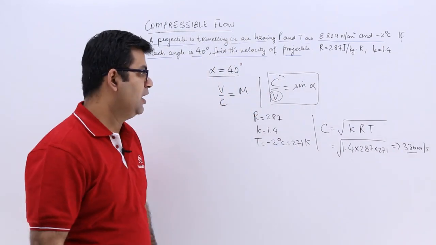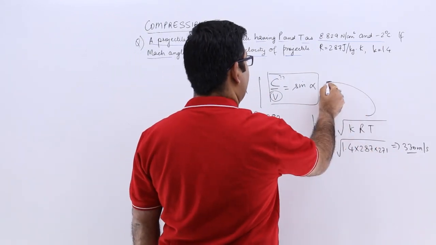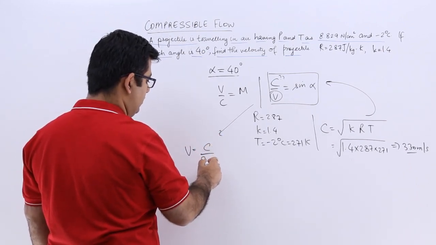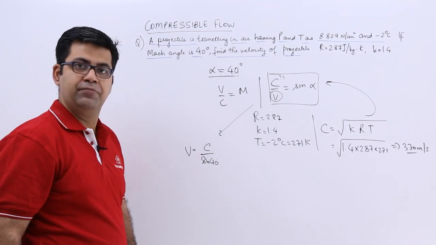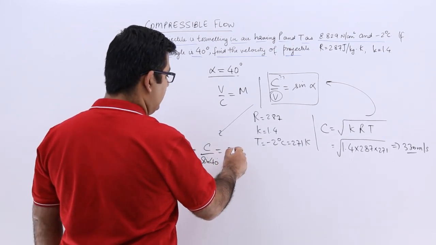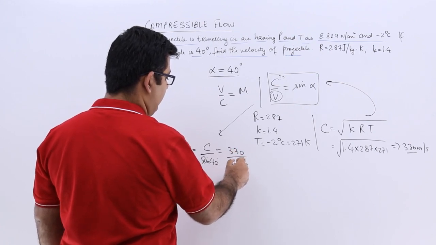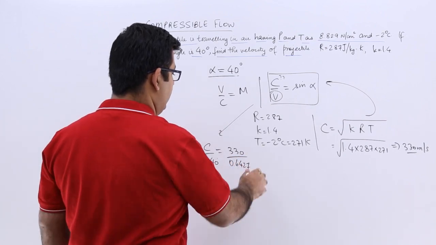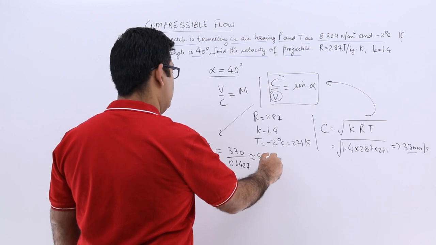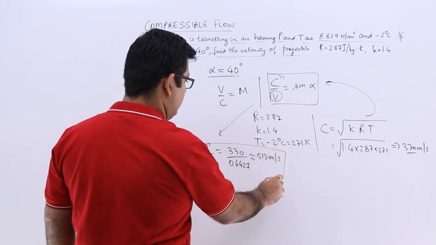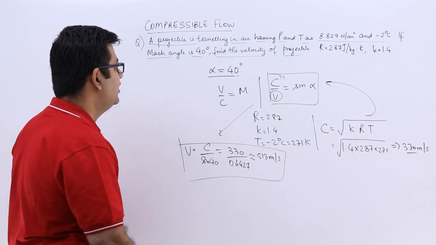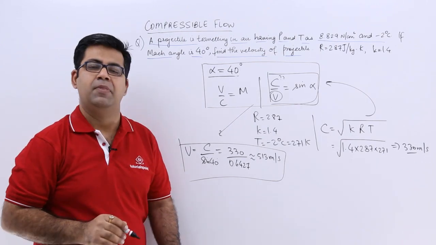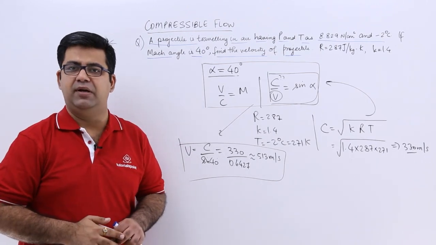meters per second. So with c in place, just put in the value over here and you will get the value for the velocity of the projectile, which is c upon sine 40. So the value of c is 330 upon sine 40, which is 0.6427, and this would be approximately 513 meters per second. So this is how you look at the Mach angle. These are the formulas to remember in this case. Okay, so a pretty easy topic to remember and understand.